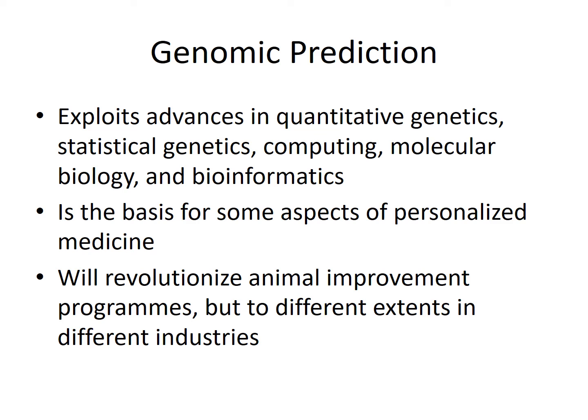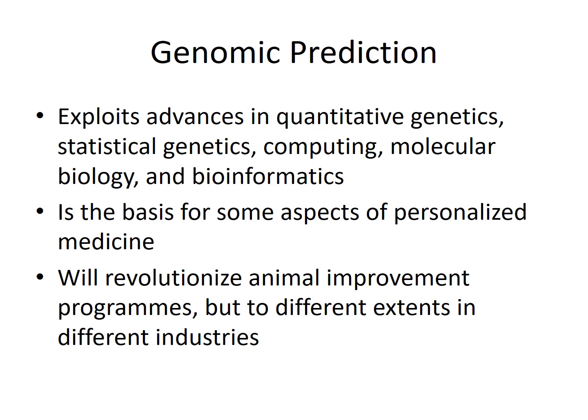So, in summary, genomic prediction exploits advances in quantitative genetics, in statistical genetics, computing, molecular biology, and bioinformatics. It is the basis for some aspects of personalized medicine, so it's being used in humans. It will revolutionize animal improvement programs, but to different extents in different industries.